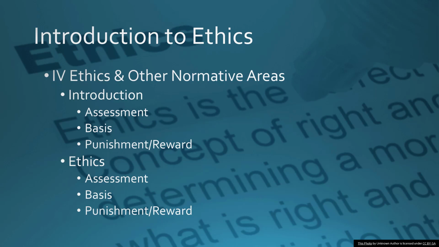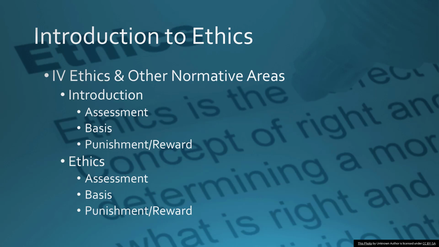So just as you would learn more about a person by meeting their family, one can learn more about ethics by meeting the normative family. Now, for each of these areas, we can look at how they assess, the terminology. We can also look at the basis of the normativity, what grounds the assessment, and common punishments and rewards in each area. Because normative areas are all about assessing and all about punishing and sometimes rewarding.